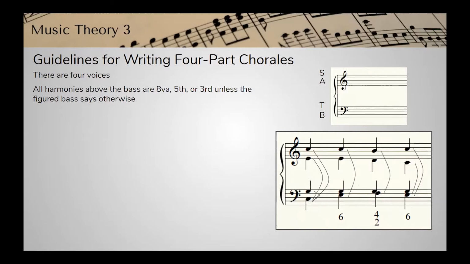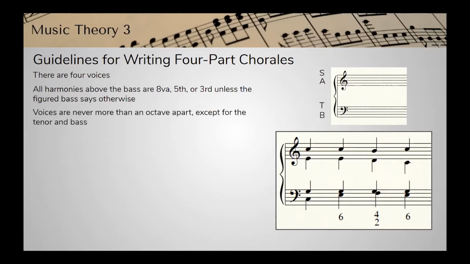So that 4, 2 right there, that's telling you should have a fourth above the bass. So that's F to B in that case. You should have a sixth above the bass as well, between F and D. And you should have a second above the bass, and that's F to G. Okay, so that's one of the ones where the sixth is missing, but we have to just remember that we can use that interval for that chord. Okay, so voices are never more than an octave apart, except for the tenor and bass. They can be more than an octave apart.